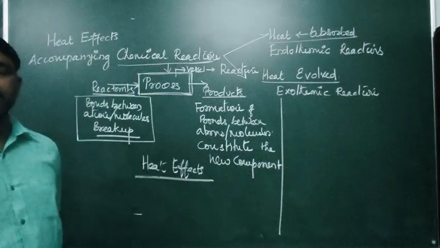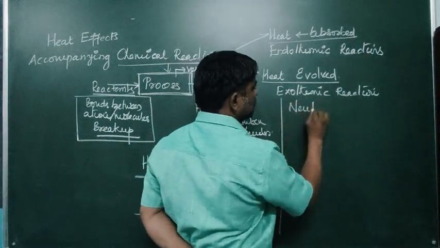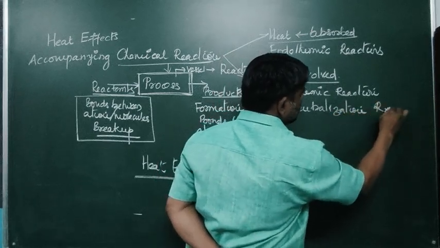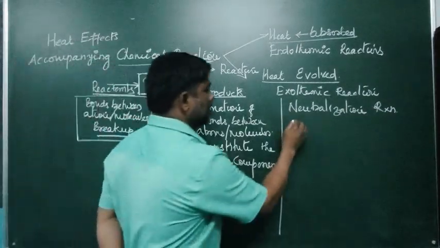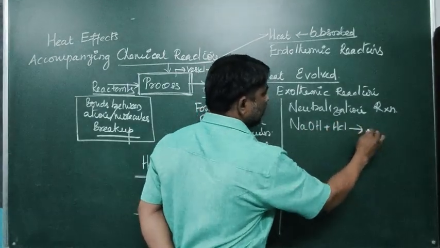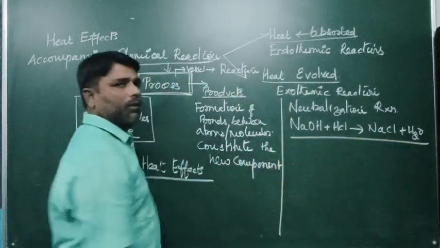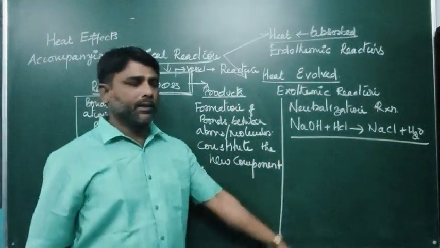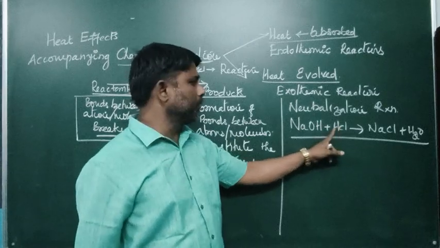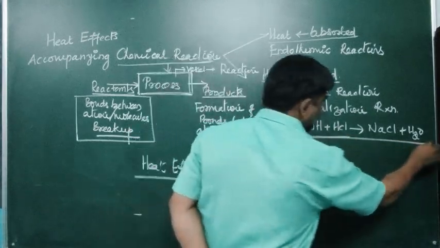For better understanding, let us consider a simple neutralization reaction. The reaction is sodium hydroxide reacting with hydrogen chloride to form sodium chloride and water. This reaction we often use in our laboratory for acid-base titration, in which the base is neutralized by an acid. Right. What is going on here during the reaction?